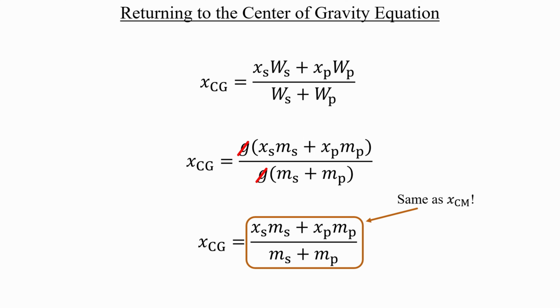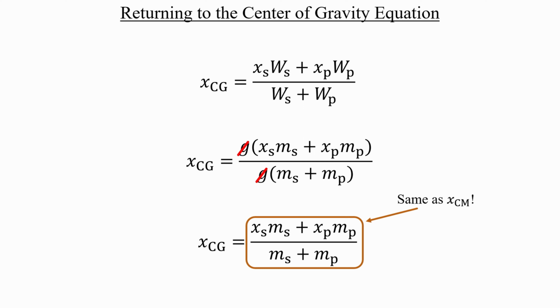This result is not a coincidence. Rather, it's a consequence of all points of our system experiencing the same value of acceleration. So it might be helpful to remember that if g is the same everywhere for your system, the center of gravity will be found in the exact same spot as the center of mass. But anyway, let's move on.